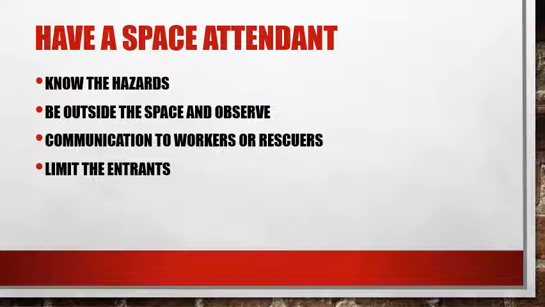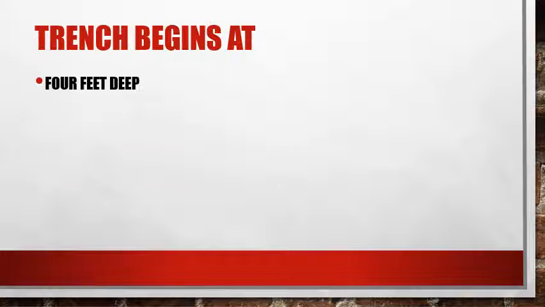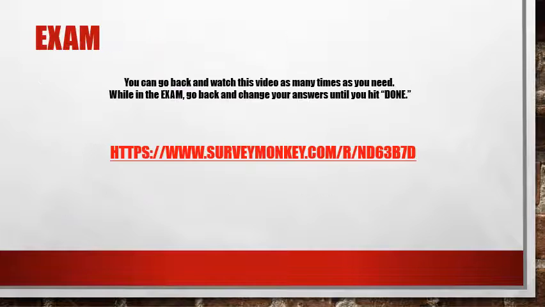Have a space attendant, someone who knows the hazards, someone who is outside the space and can observe you, someone who is able to communicate with you or with possible rescuers, and someone who can limit the entrance to the confined space. Good to know OSHA's Fatal 4. This is what OSHA's looking for, this is what we should be looking for. Fall hazards, electrocution hazards, struck by or caught between hazards. Trench begins at anything that's 4 foot deep. Sloping standards are type A soil is 3/4 to 1, type B soil is 1 to 1, type C soil is 1.5 to 1.